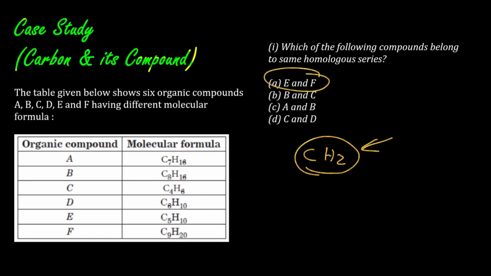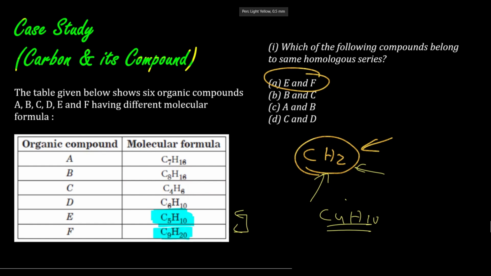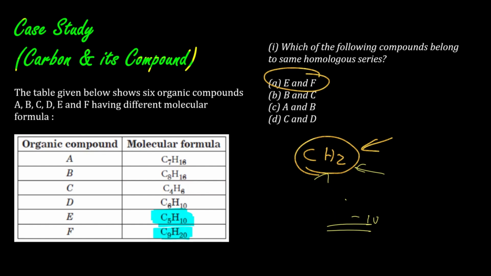Let's check for E and F. This is E and this is F. If you find the difference between them, it should be a multiple of CH2 or maybe CH2 only. So if I find the difference from here, what I'm getting is a difference of C4H10. Can you see that? I'm just subtracting the numbers between these two. So this is not CH2, nor is it a multiple of CH2, right? Therefore, this option is not correct.